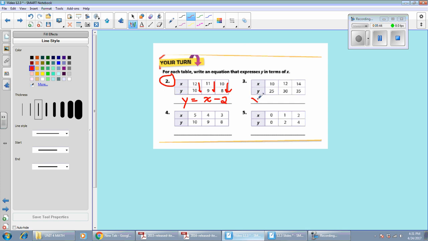So for the rest of these tables, you're going to write y equals, and you're going to figure out what you do to x to get to y.